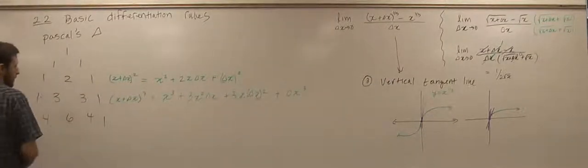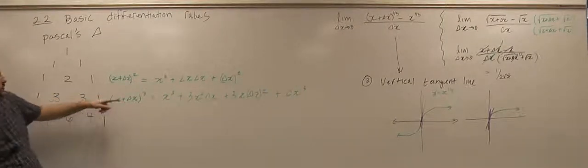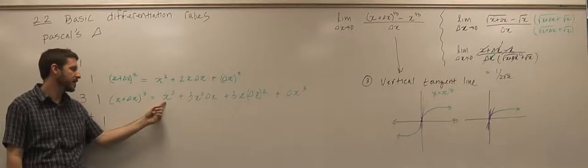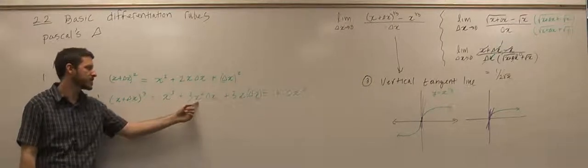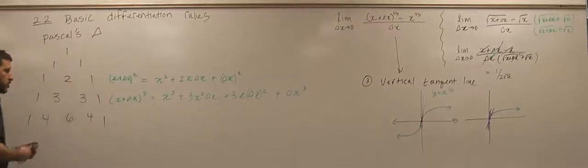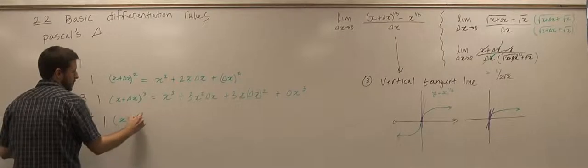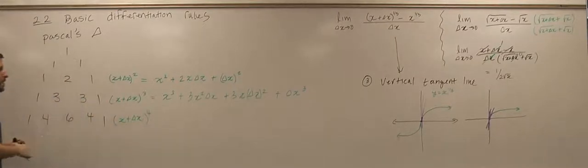See what happened? This did give you the coefficients, but you have to go down a power every time. This is x cubed, then it becomes x squared, then it becomes x to the first, then it goes away. I'll show you why. Let me do one more.